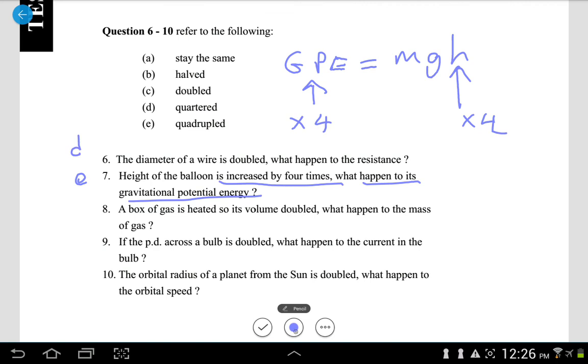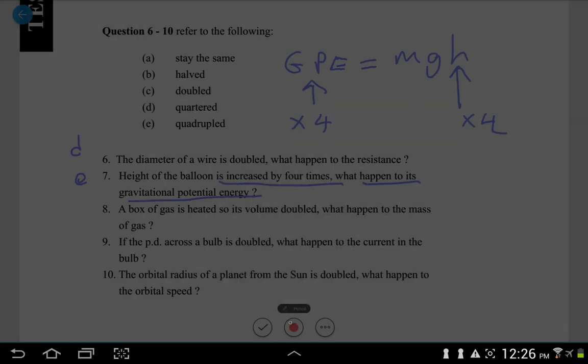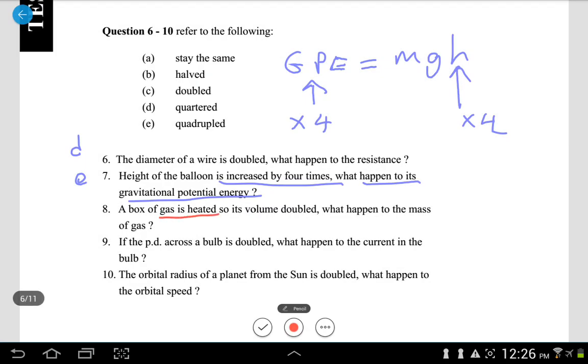Okay, let's see number 8. Number 8 says a box of gas is heated, so the volume doubled. What happened to the mass of gas? Remember, in gas law, we are concerned with only pressure, volume, and temperature. And mass is supposed to be kept constant. So in this case, the mass didn't change. So it will go with A. The mass stays the same.